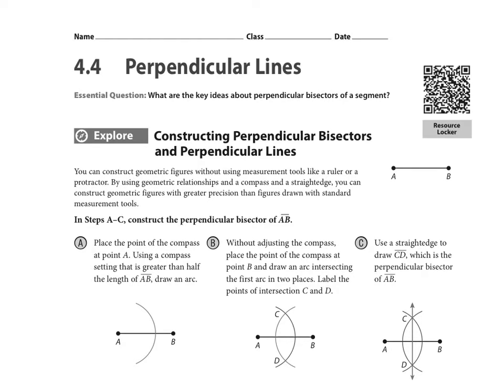So first off, for our explore here, and I'm on page 195 at the start of section 4.4, this shows you the different steps of constructing a perpendicular bisector of a segment, and we are going to be doing this together next time we see each other.